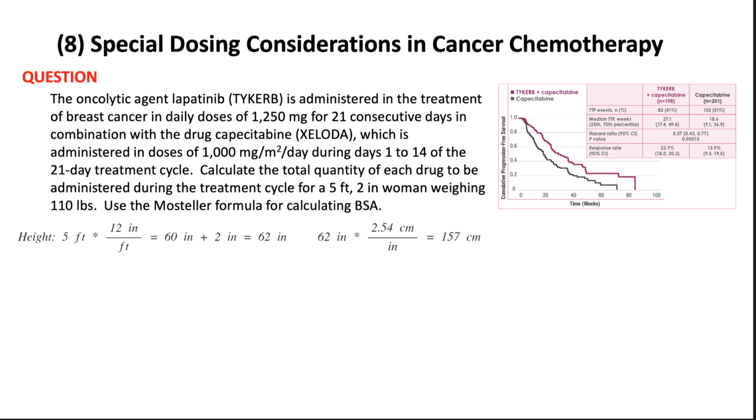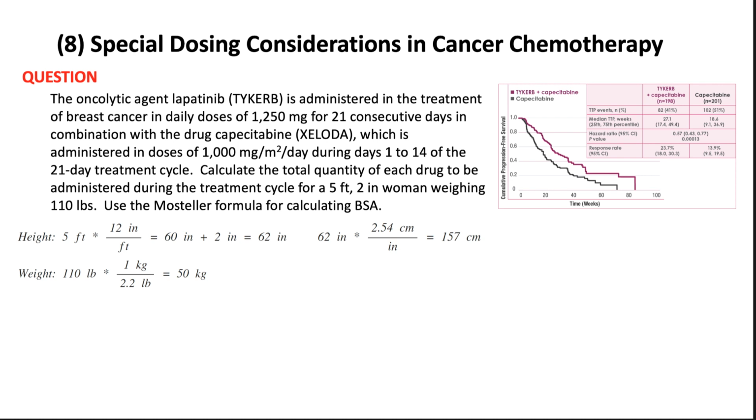To answer this question, we want to determine the doses of the drugs. We know that the Xeloda is dosed off of meters squared, or body surface area, so let's start by calculating this patient's body surface area. We'll start with their height. They're 5 foot 2 inches, so 5 feet times 12 inches per foot gives us 60 inches, plus 2 inches gives us 62 inches. 62 inches times 2.54 centimeters per inch gives us 157 centimeters.